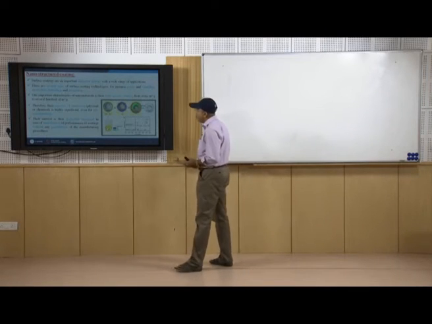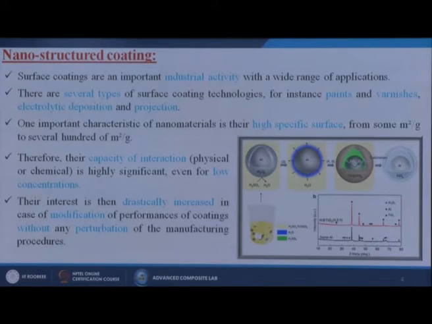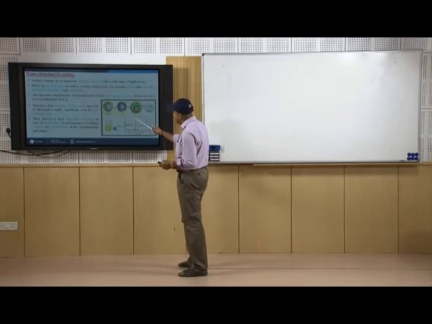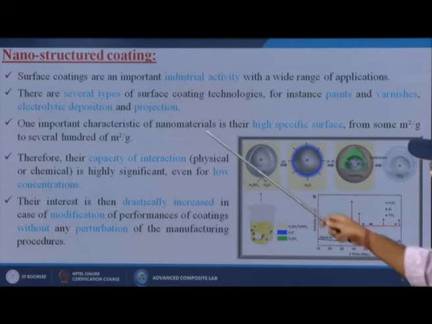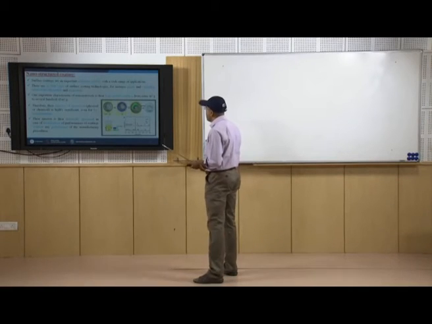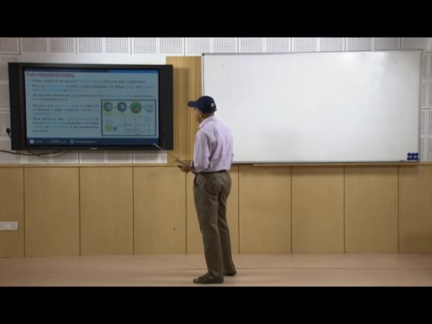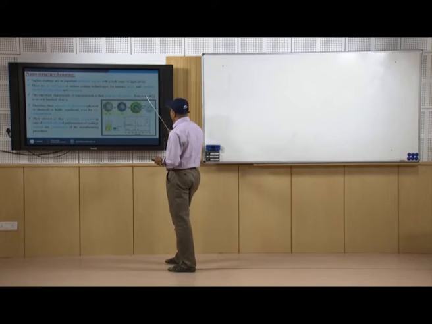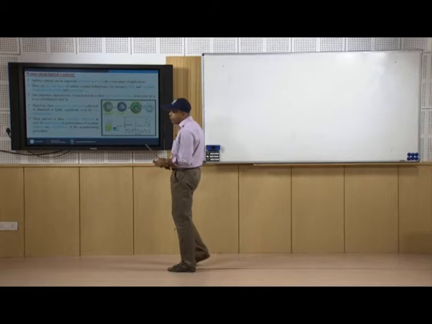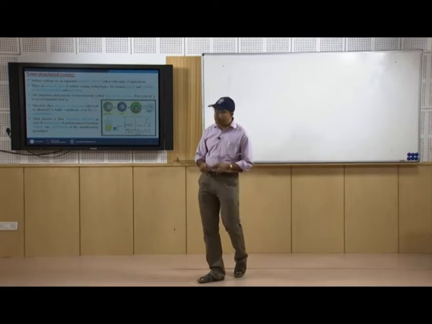As we already know, when we do this kind of coating, we are just changing the outer surface of that particular material. We are not hampering the material itself or changing its inherent properties; we simply change the outer surface properties so that it can show different properties in different manners. There are several types of surface coating technologies, for instance paints and varnishes, electrolytic depositions and projections. One important characteristic of nanomaterials is their high specific surface, from some square meters per gram to several hundred square meters per gram. So you can change a wide variety of materials for these particular properties.